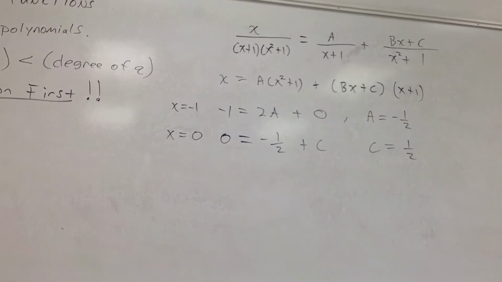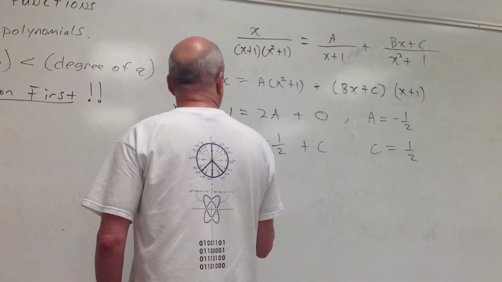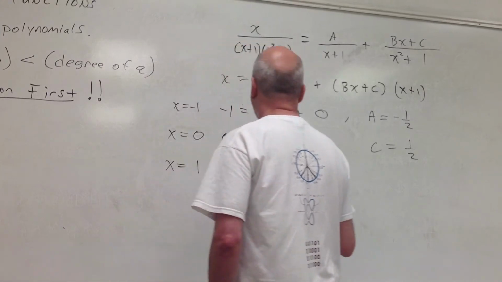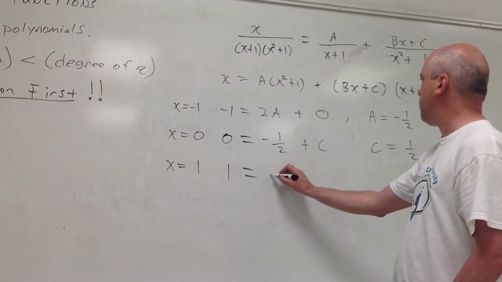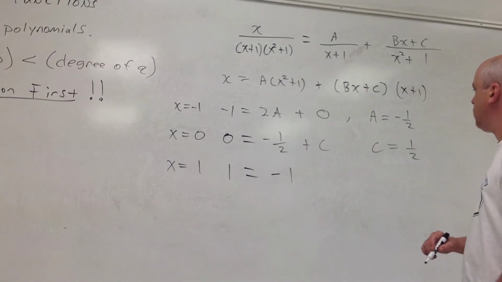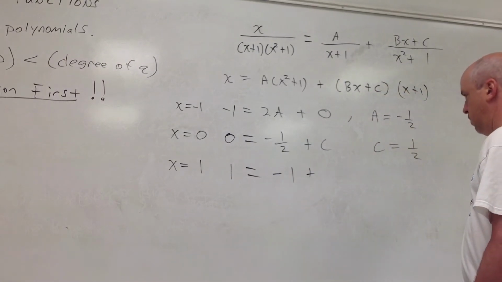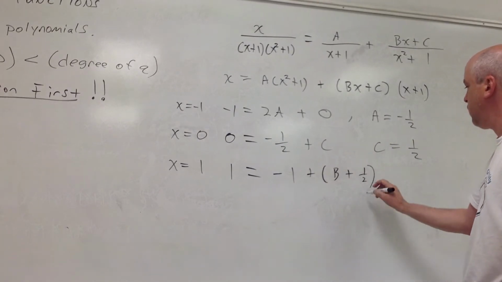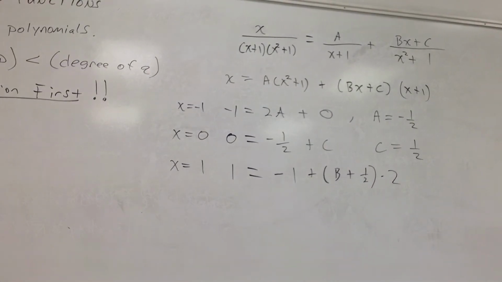So now to get b, I'm going to pick another value for x, plug it in, use my known values for a and c to get one equation with one unknown, which I'll be able to solve. So the next most convenient choice for x is 1. Let's plug that in. Get 1 on the left. Get 2a here, but a was negative a half, so that's going to be negative 1. Over here, I get b plus c times 2. So let me be careful here. b plus c, c is a half, times 2. So I have one unknown, b. So this we should be able to solve.